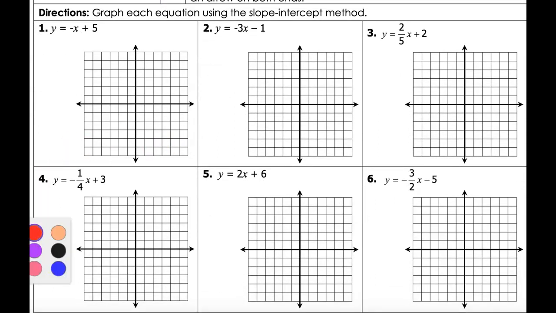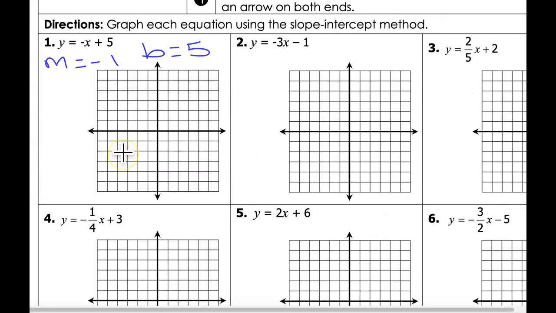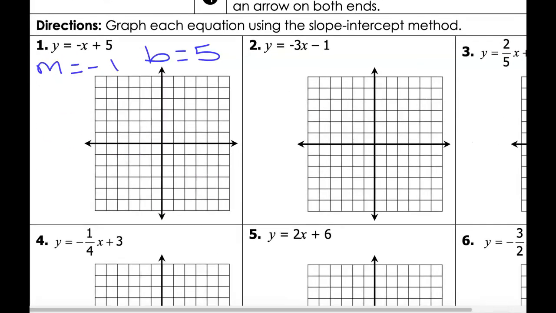So we look at number 1. My slope is -1. My intercept is at 5. All right, there's a -1 in front of the x. The intercept is at +5. So to graph this line, we start by going up to +5. So starting at the origin, count up, 1, 2, 3, 4, 5. We put our first dot.